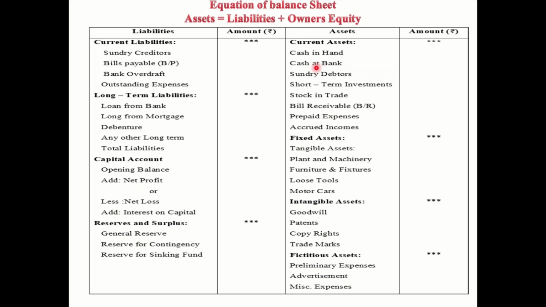Cash at bank: funds available in the business bank account, that is cash at bank. Sundry debtors means credit sale. This term is related to credit sale.